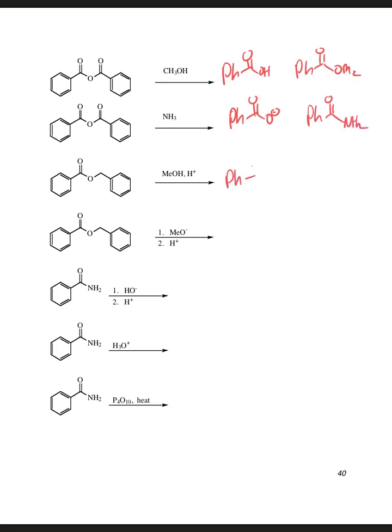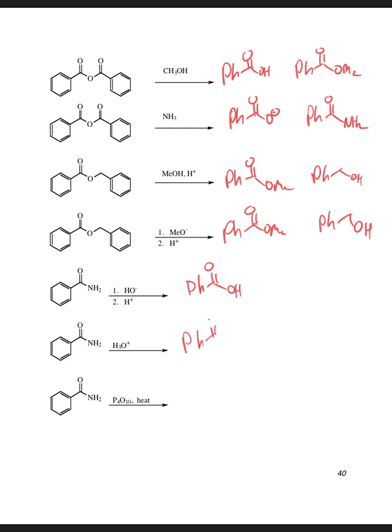Here we're going to change it to the methyl ester, and we're also going to end up with the benzyl ether out of the reaction. Here we're going to end up with the methyl ester and the benzyl alcohol out of it. Then the amide with base followed by acid is going to cleave it to the carboxylic acid. Same if we do it the other way.